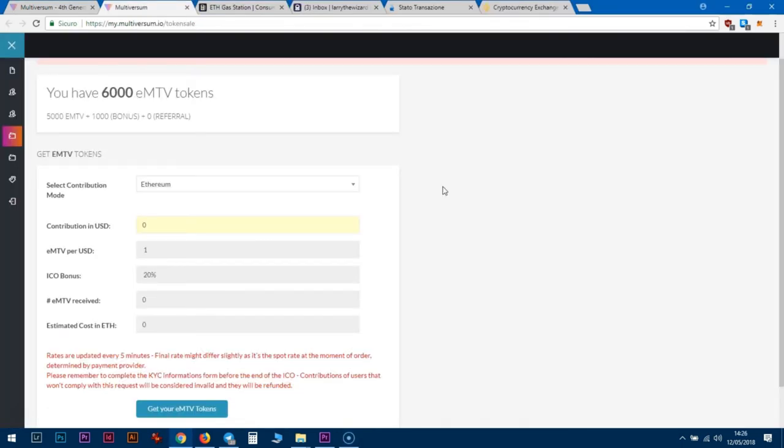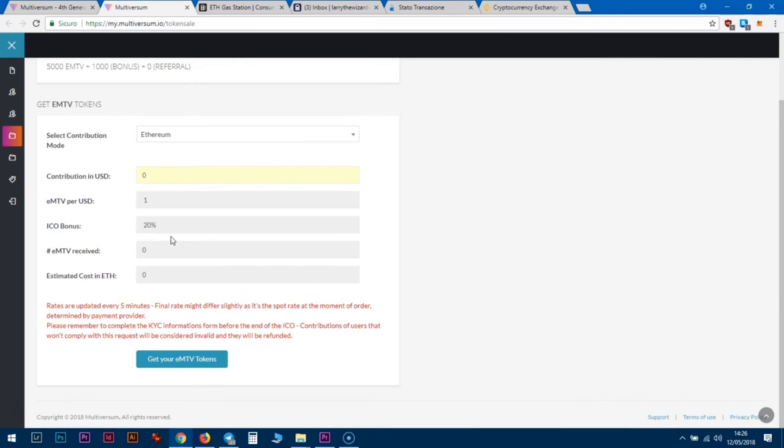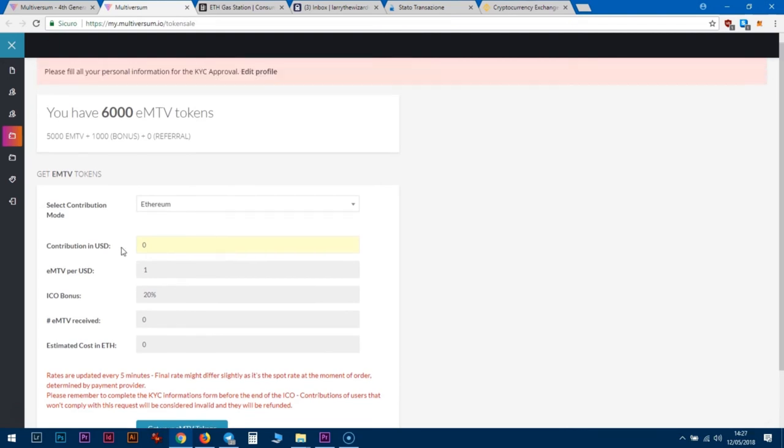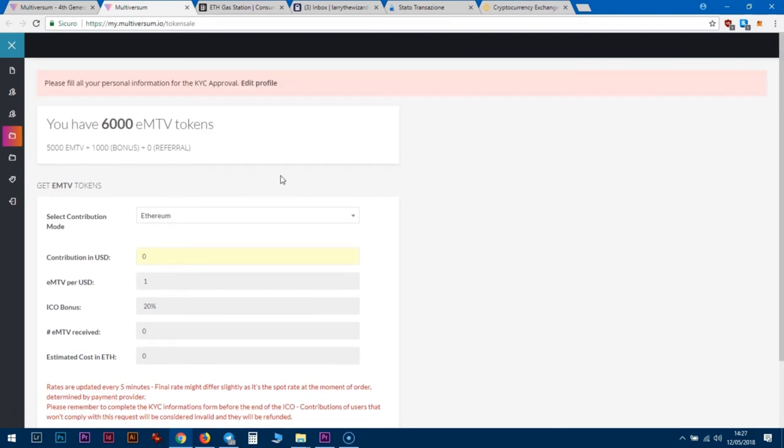Here we go. It seems like today Ethereum chain is very fast. So I just received my 5000 TMTV plus 1000 bonus because we are giving bonuses during the ICO. At the moment, the current bonus is 20%. It means you will get 20% of bonus tokens. This bonus will progressively decrease along with the ICO progress.